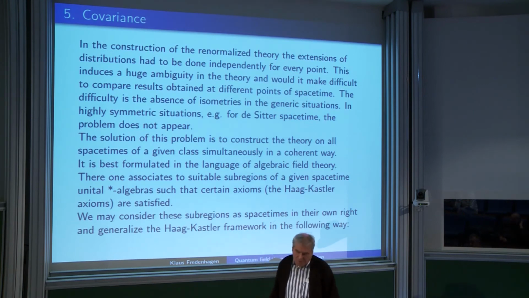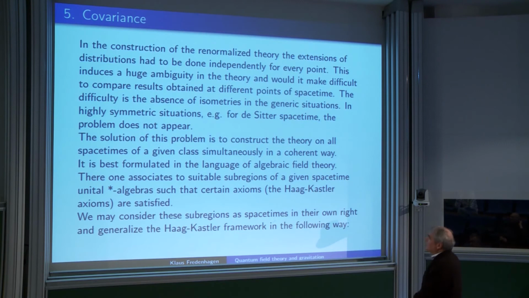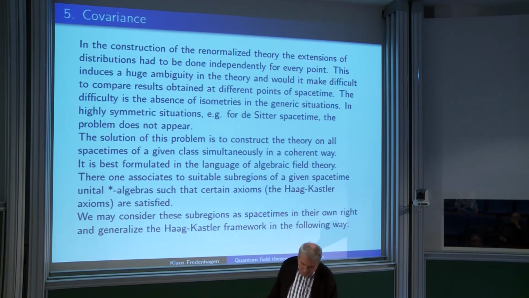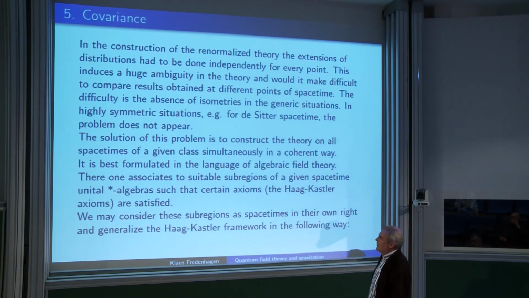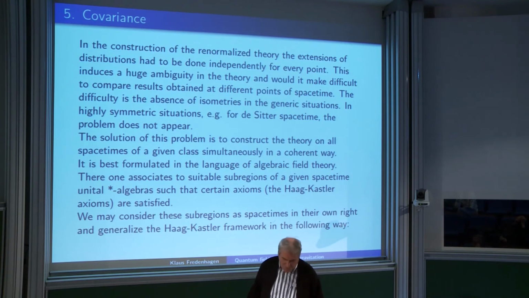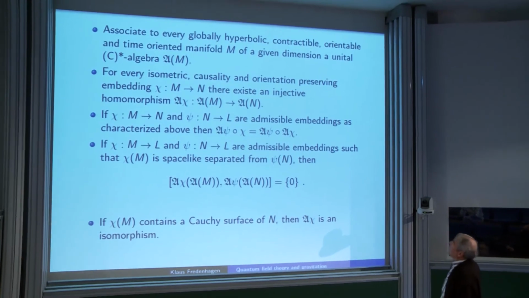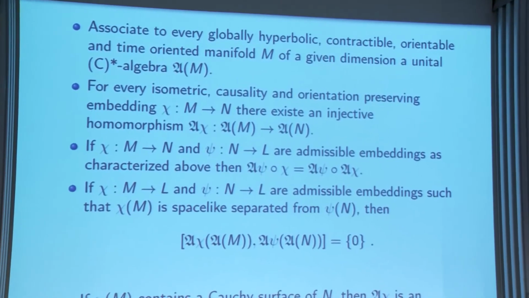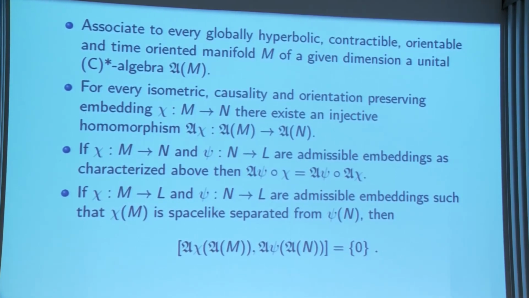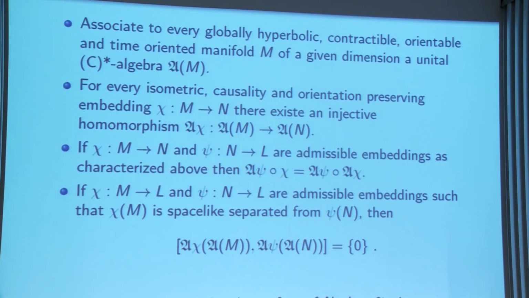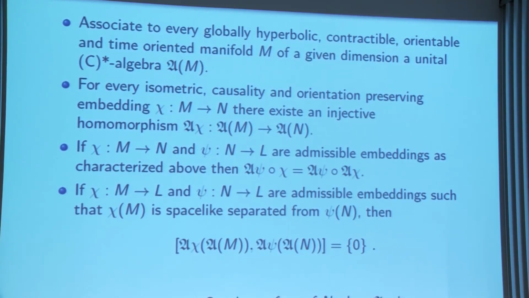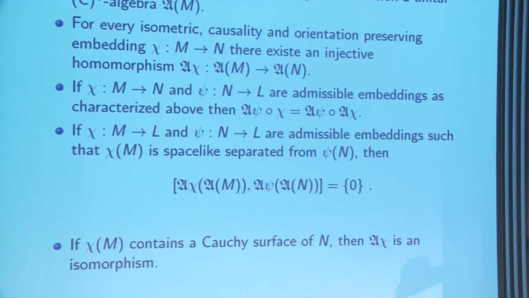And this can again be formulated in the language of algebraic quantum field theory. So we generalize the Haag-Kastler axioms in a useful way. So the idea is that we look at subregions as space-times in their own right. Of course, these subregions should be globally hyperbolic. And the generalization is the following. So we associate to every globally hyperbolic, contractible, orientable, and time-oriented manifold of a given dimension, a certain C-star algebra, or in perturbation theory, we restrict ourselves to star algebras.